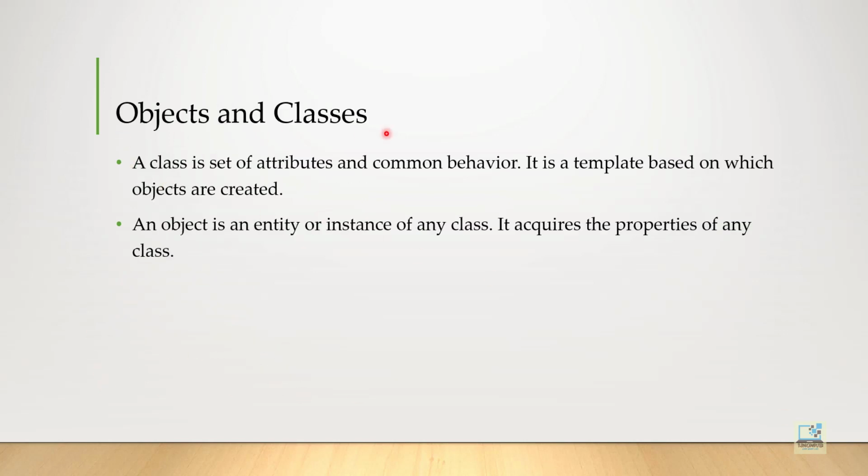Objects and classes. So the general definition is a class is a set of attributes and common behavior. It is a template based on which objects are created. An object is an entity or instance of any class. It acquires the properties of any class.